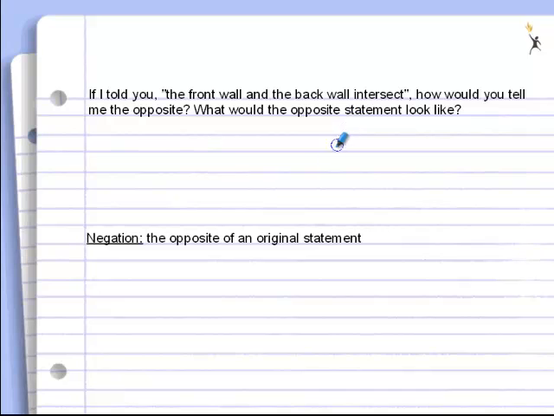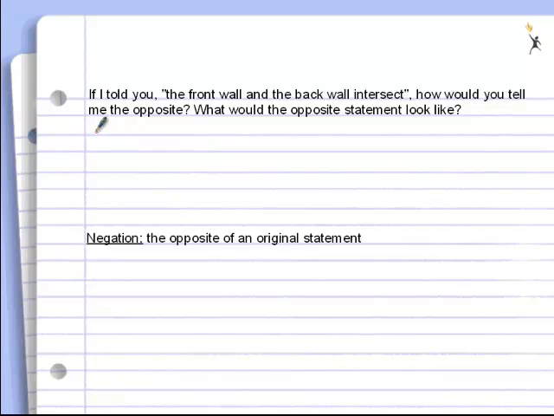Let's talk about this. And this is just taking a logical statement, like what we just dealt with, whether it's a bird and feathers or angles and supplementary. Let's talk about the front wall and the back wall, which I'm telling you intersect. How could you tell me the opposite? Well, it'd be really simple. You'd tell me they don't intersect.